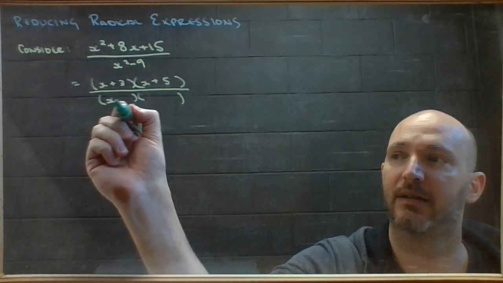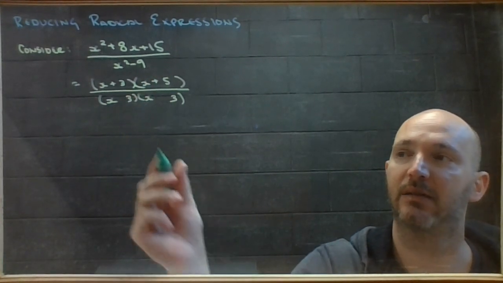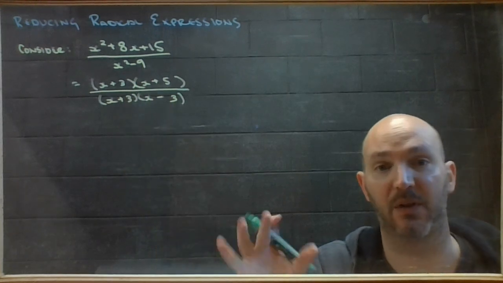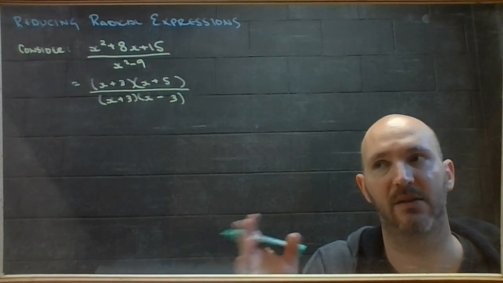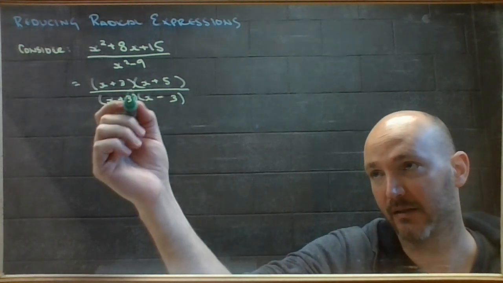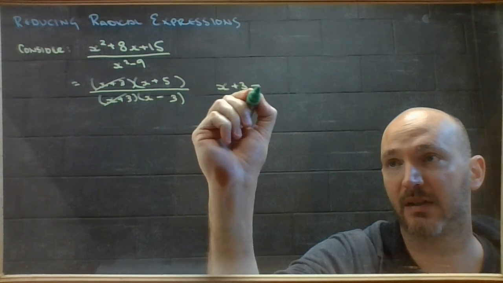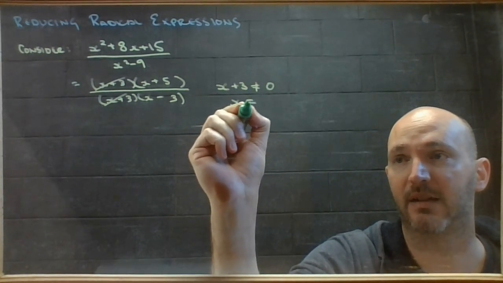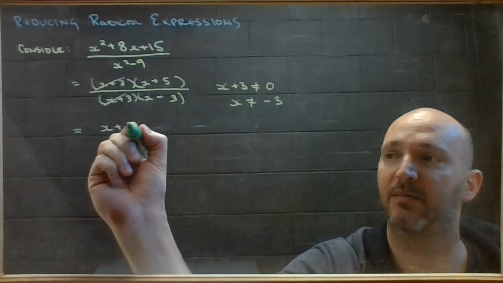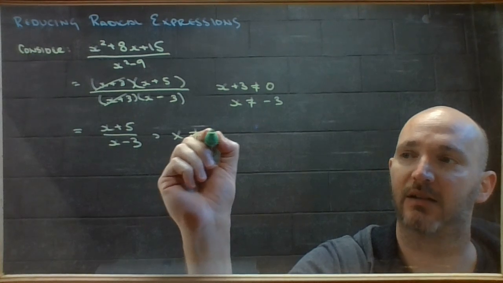So I need an x in both brackets. I need a 3 because 3 times 3 is 9. And one of them has to be positive and one of them has to be negative so that we don't end up with the cross term. We don't end up with any x's, just x squareds and numbers without x's. So I see my two factors here that are able to divide each other out as long as x plus 3 does not equal 0. So x cannot equal -3. So my simplified expression is just x plus 5 over x subtract 3 as long as x is not -3.